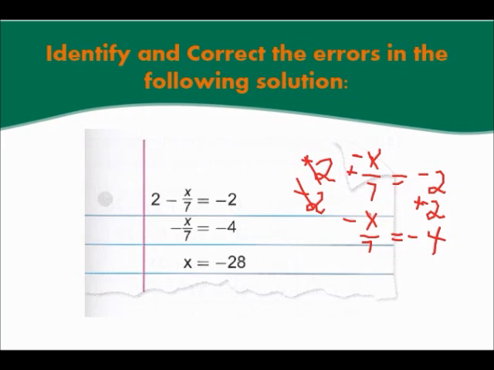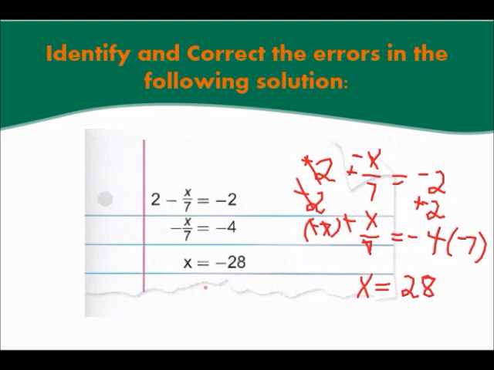The next thing I'm going to do, I have x divided by 7, but there's a negative here. So I'm going to multiply both sides by negative 7. Multiplying both sides by negative 7 takes these 7's away. 7 divided by 7 is 1. A negative times a negative is a positive, so you're left with x is equal to negative 4 times negative 7. A negative times a negative is a positive, so x is equal to 28.